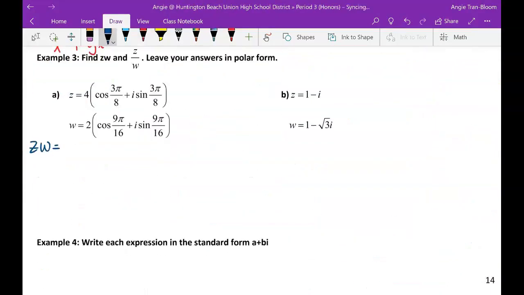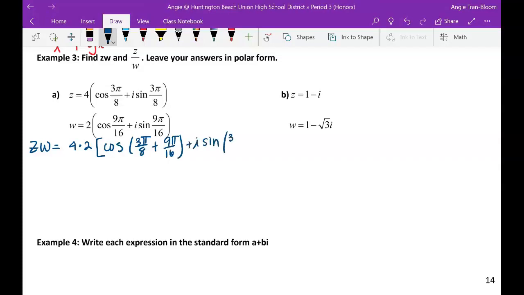So multiply first. That means I'm going to take my 2 radii, so 4 times 2. Then I'm going to add my angles, so cosine of 3 pi over 8 plus 9 pi over 16. So that's the 2 angles adding together, plus i times sine of 3 pi over 8 plus 9 pi over 16. And from here, I would just sit here and simplify. So let's work it out.